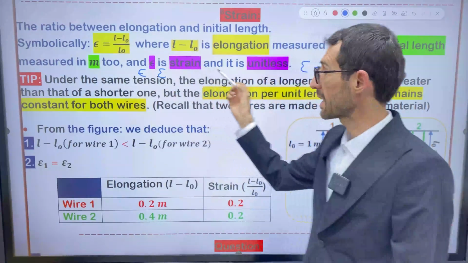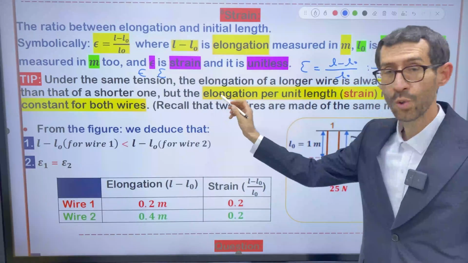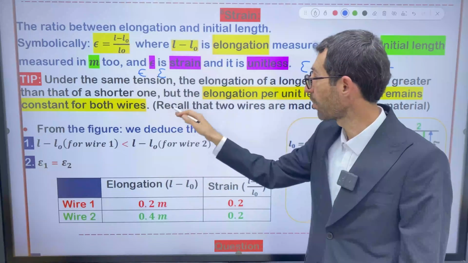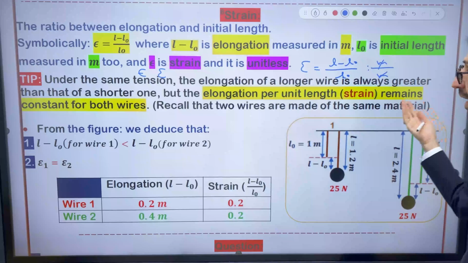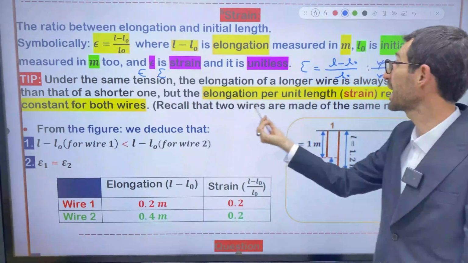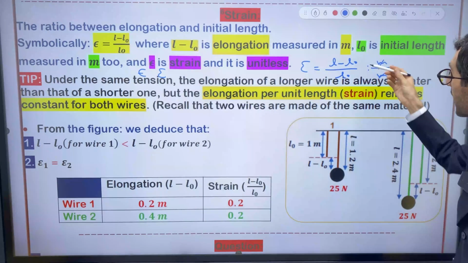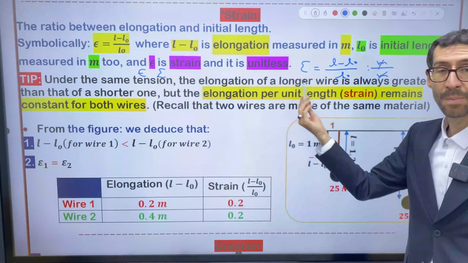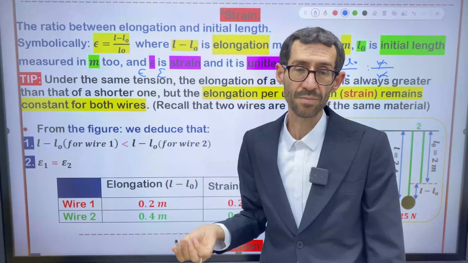And I mentioned this tip here again. It says, but the elongation. So the new information starts here, right? Until now, it's the background. But after the comma, this is new information, and I underlined it, highlighted in yellow. It says, but the elongation per unit length. What do I mean by elongation per unit length? It means L minus L naught divided by L naught. It means strain. Elongation per unit length, or strain, remains constant for both wires, right?